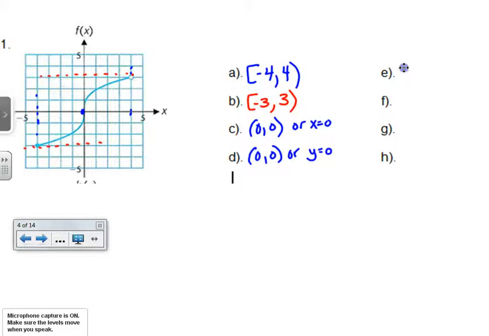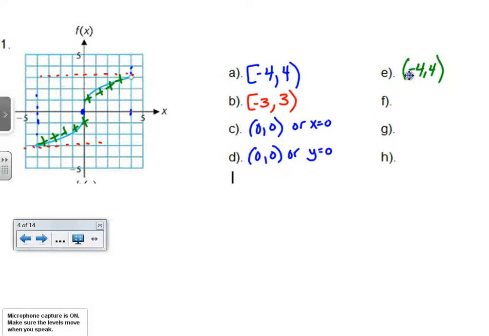And for E, it says the increasing interval. So if this was a roller coaster, I have to look at any turning points. And if you notice, kind of a weird roller coaster, it is going uphill, a positive increasing behavior all the way through its domain. So the increasing interval is from negative 4 to 4, and notice I'm going to put parentheses on both of these.